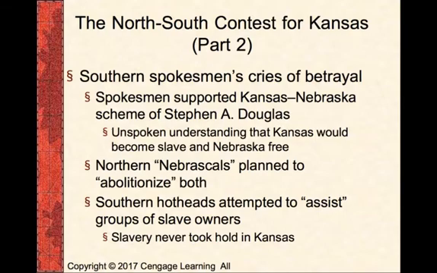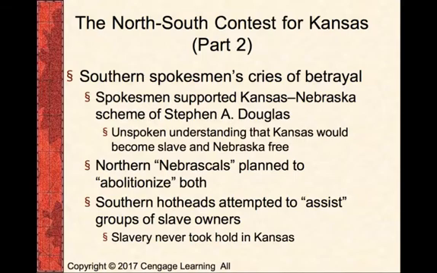So Southerners called the Northerners Nebraskals, who planned to abolitionize both, to make both Kansas and Nebraska free states instead of a slave state and a free state. Southern hotheads attempted to assist groups of slave owners, but the simple truth is that slavery never took hold in Kansas.